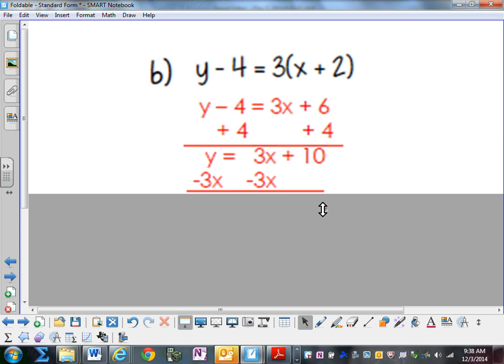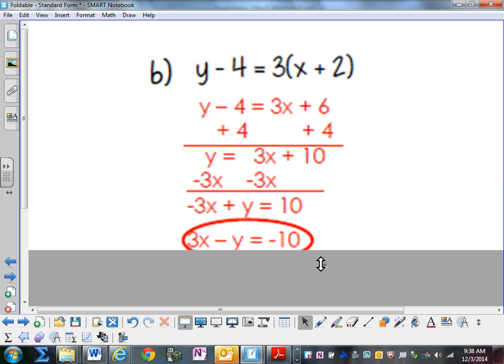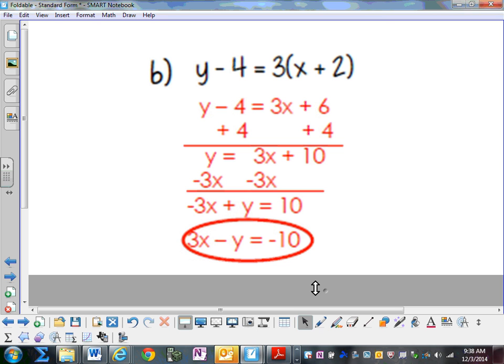We're now going to continue and write it into standard form. So we're going to subtract 3x from each side, which will leave us with negative 3x plus y equals 10. Since the negative 3 is the leading coefficient, it cannot be negative, we need to divide each side by negative 1, which will leave us with 3x minus y is equal to negative 10.